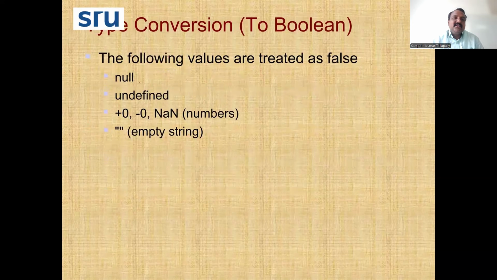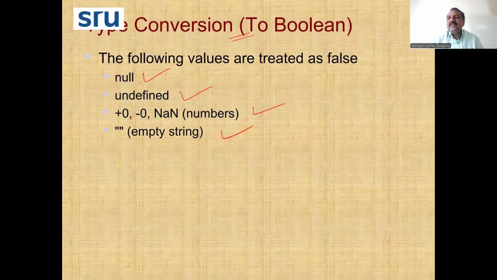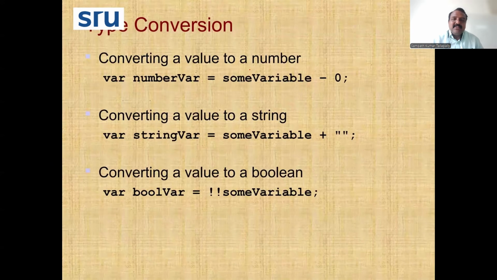Now, type conversions to Boolean. We'll see this very interesting thing. Type conversion to Boolean is important here. The following values are treated as false: null, undefined, and if we don't have any value in it. If we have an empty string, it is also treated as false.